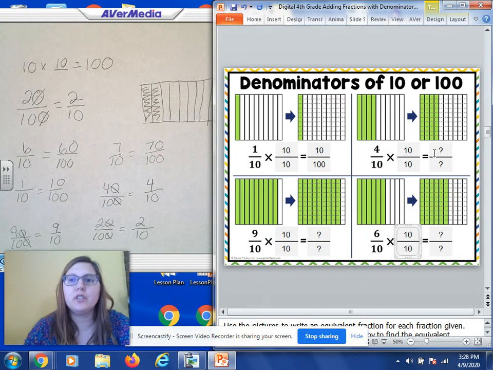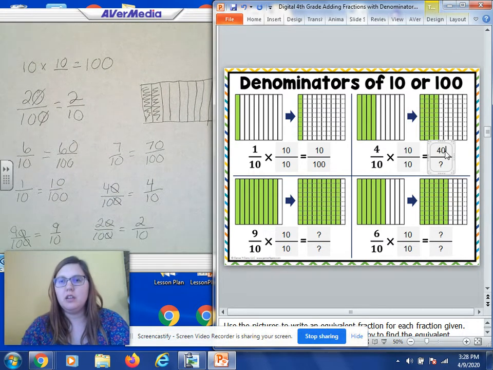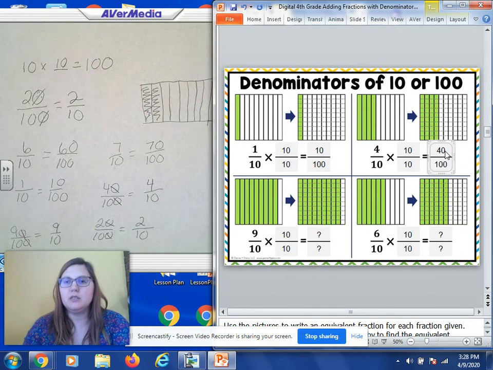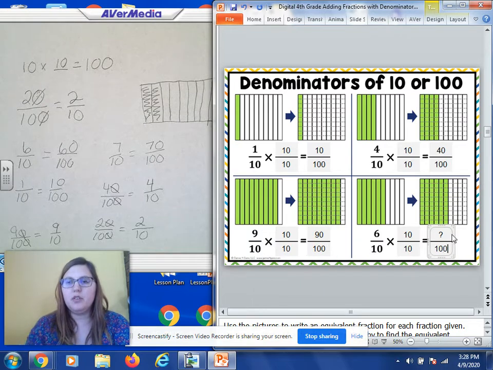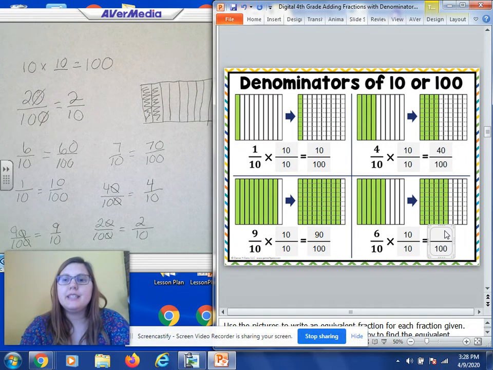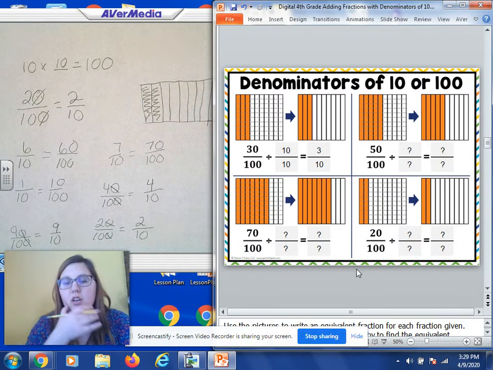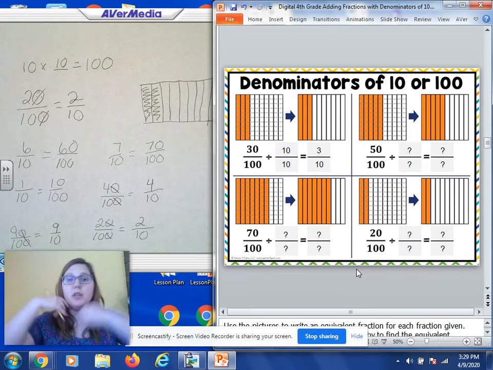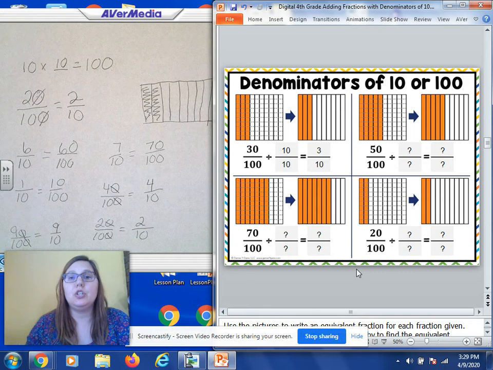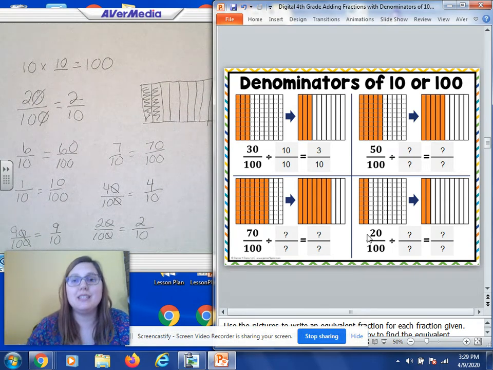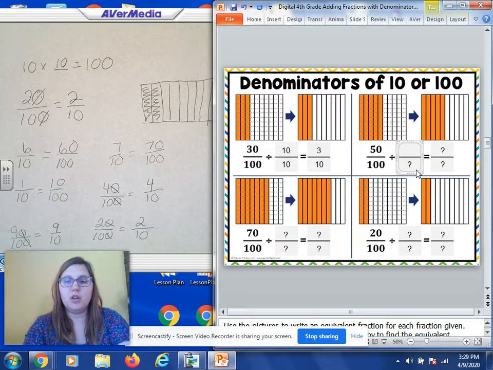And if you look, 4 times 10 is 40, and 10 times 10 is 100. 10 times 9 is 90, 10 times 10 is 100. So your denominator is going to be 100 because we're adding that 0. 6 times 10 is 60. So if you multiply by 10 over 10, that 1, you get a bigger fraction. When you're dividing by 10 over 10, that 1 whole, you're getting a smaller fraction. That's why we're taking away the zeros. Okay?